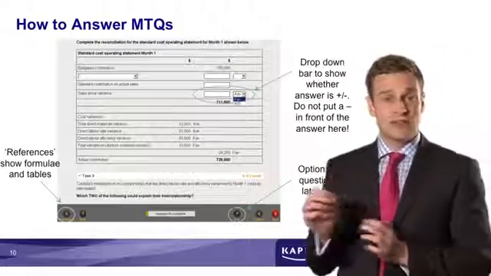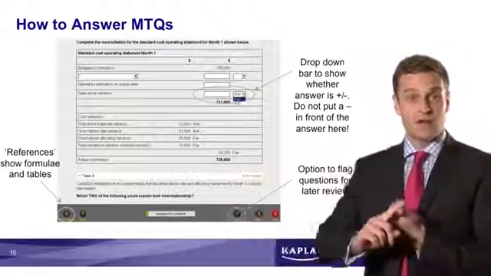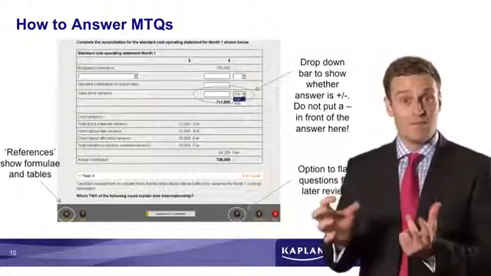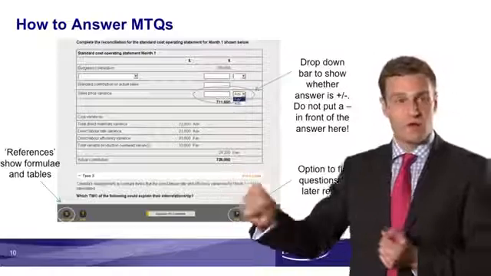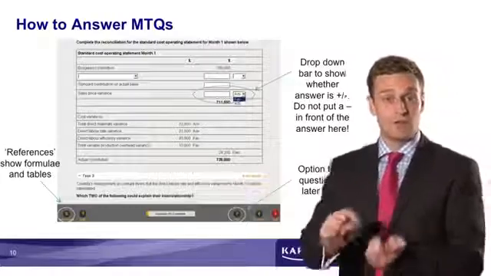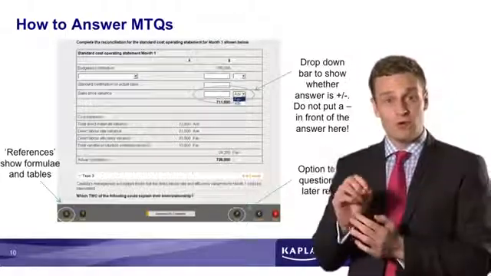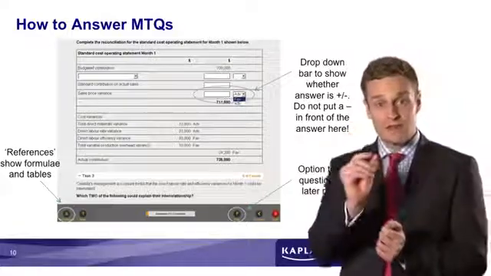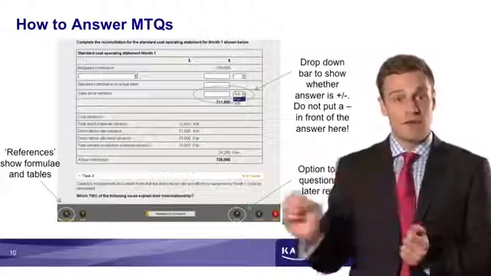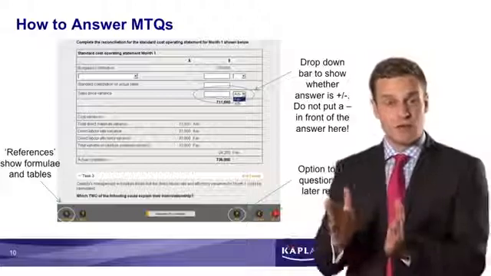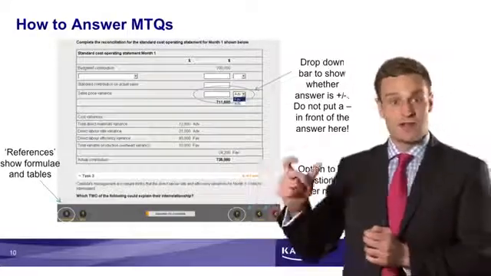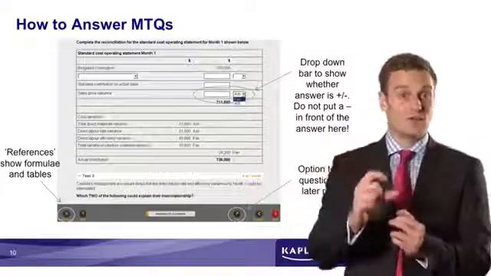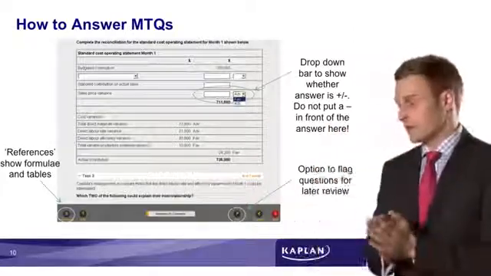Please also be aware that you'll often see, for adverse and favourable, for NPVs, etc., a drop-down bar for whether it's adverse or favourable or whether it's positive or negative. You will not get the marks if you put a negative symbol in front of your number in these questions. So always just type in the number as it is without any symbols, and then click either positive or negative or adverse or favourable from the drop-down bar.